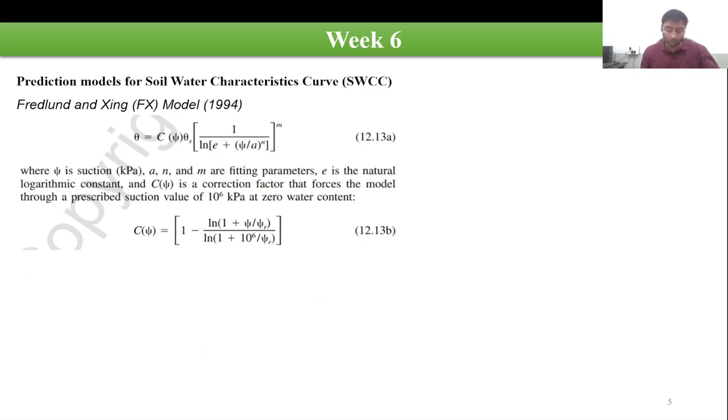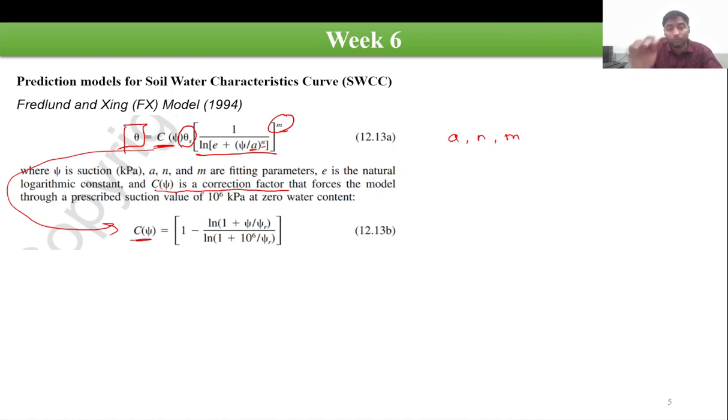In the Fredlund and Xing model, the volumetric water content theta is described as a function C multiplied by the saturated volumetric water content, divided by this expression. Here also there are three fitting parameters: a, n, and m. This parameter C is further defined as 1 minus ln(1 + psi/psi_r) divided by ln(1 + 10^6/psi_r), and this is called a correction factor.